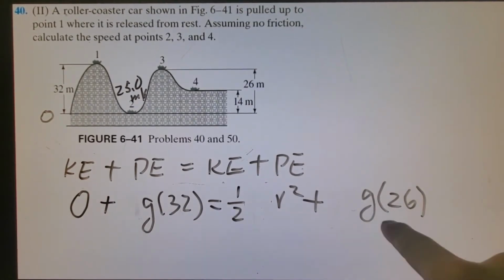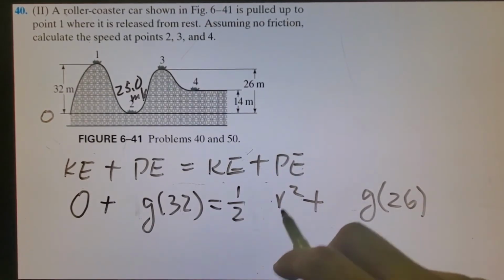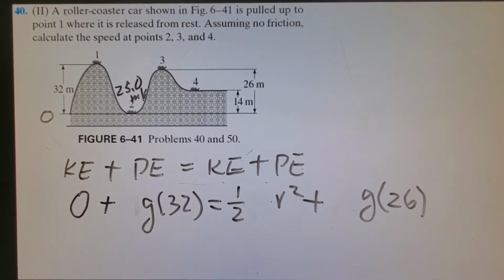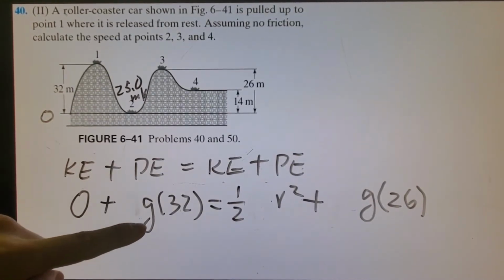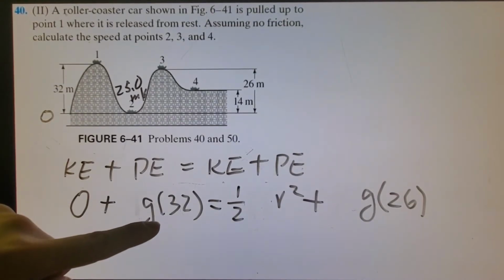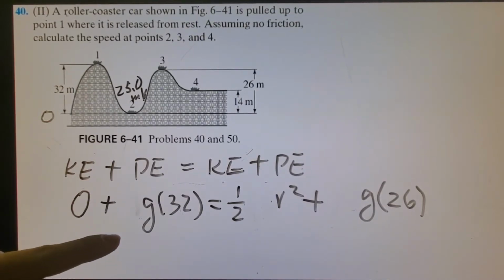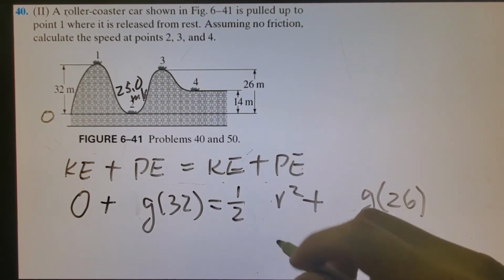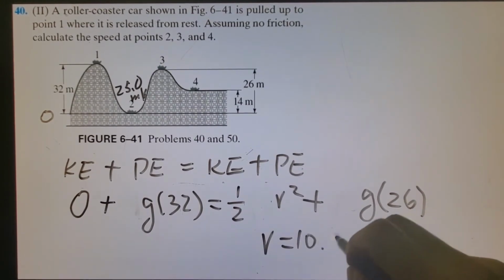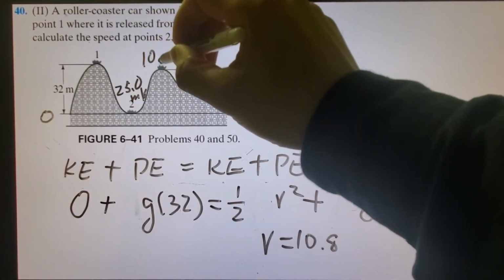So now what I need to solve is V squared. V squared would be equal to 9.8 times 32, then minus 9.8 times 26, because I moved this sum over, and then I multiply that by 2, and then I take the square root of it. I get 10.84, so 10.8. So over here, the velocity is 10.8.